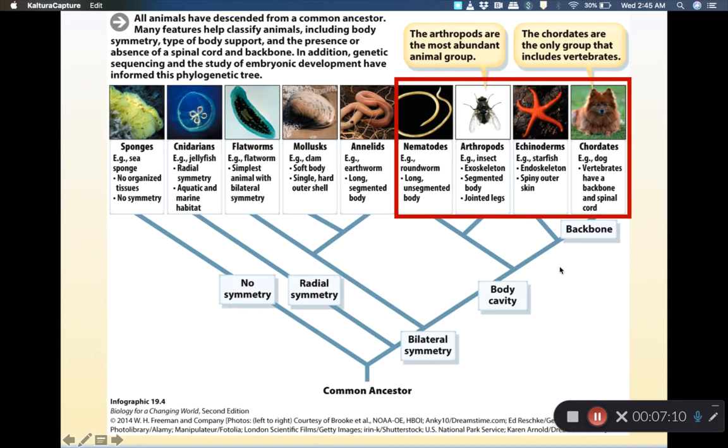So from here, we're going to start to think, okay, so now we understand animals. What other clades exist within this family of eukarya besides plants and animals? And that's what we're going to pick up in our next lecture.